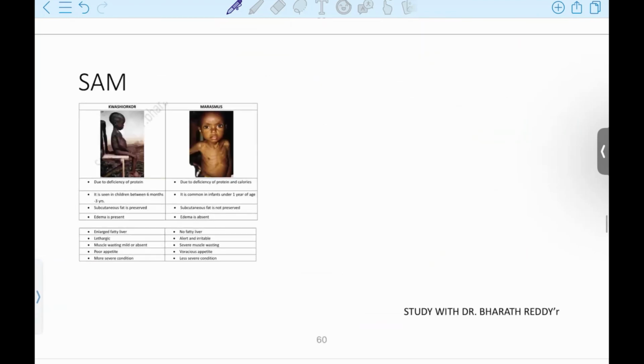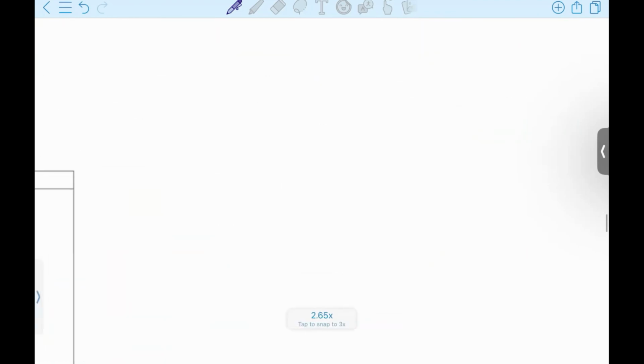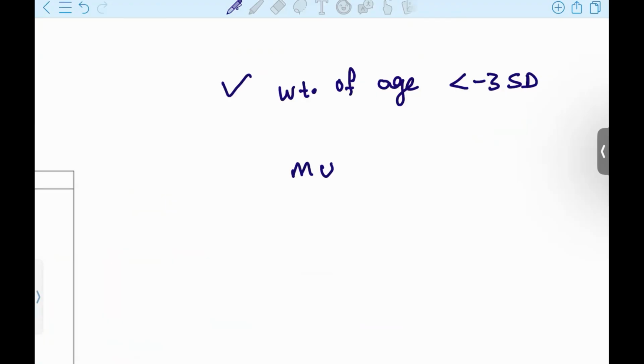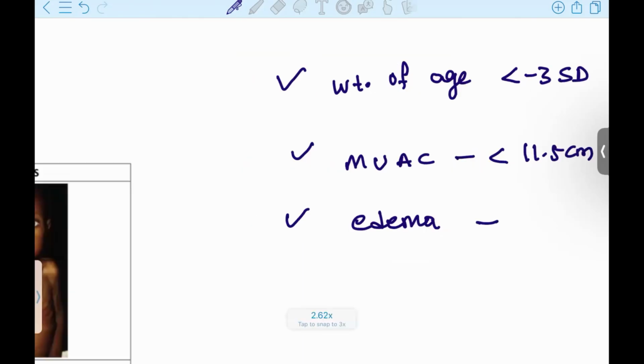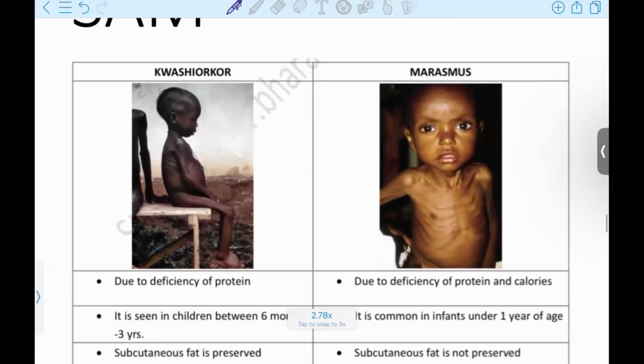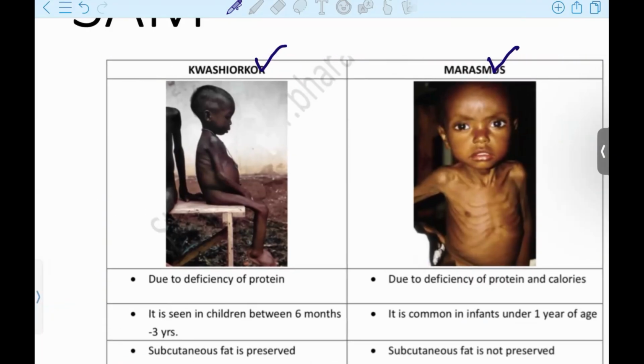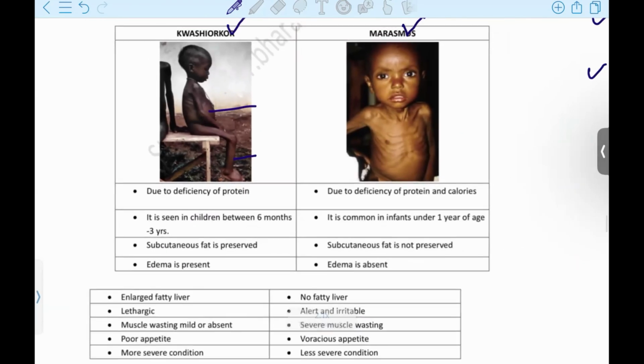Next one is the SAM criteria. So what is SAM? This is severe acute malnutrition. When the baby's weight for age is less than -3 standard deviation, or mid upper arm circumference is less than 11.5 centimeter, or the patient has edema. If any one of the following is present, we should consider this baby as having severe acute malnutrition. The most common types are kwashiorkor and marasmus. In kwashiorkor, the baby will have hepatomegaly and edema. In marasmus, only apathy is seen in these babies.